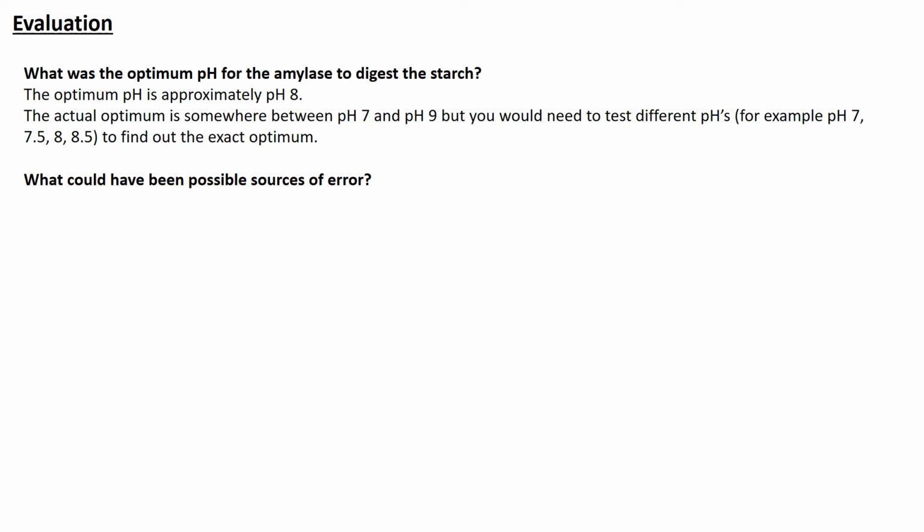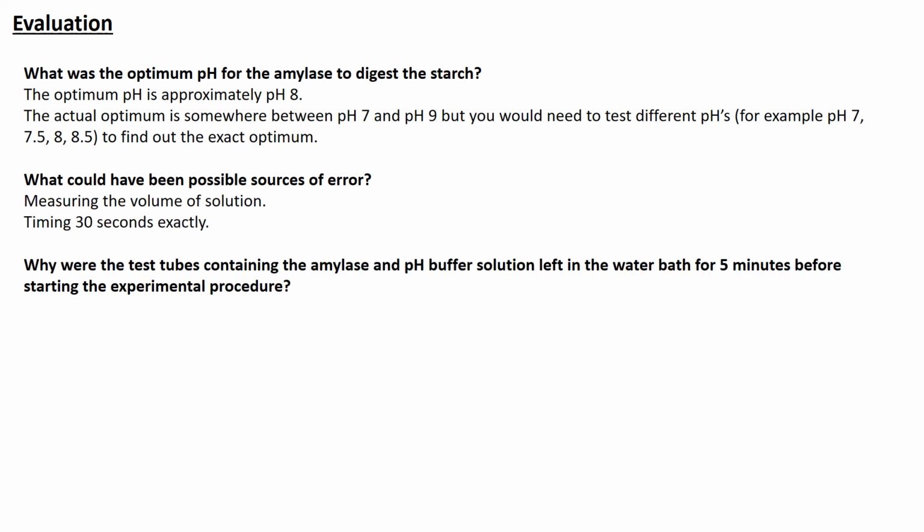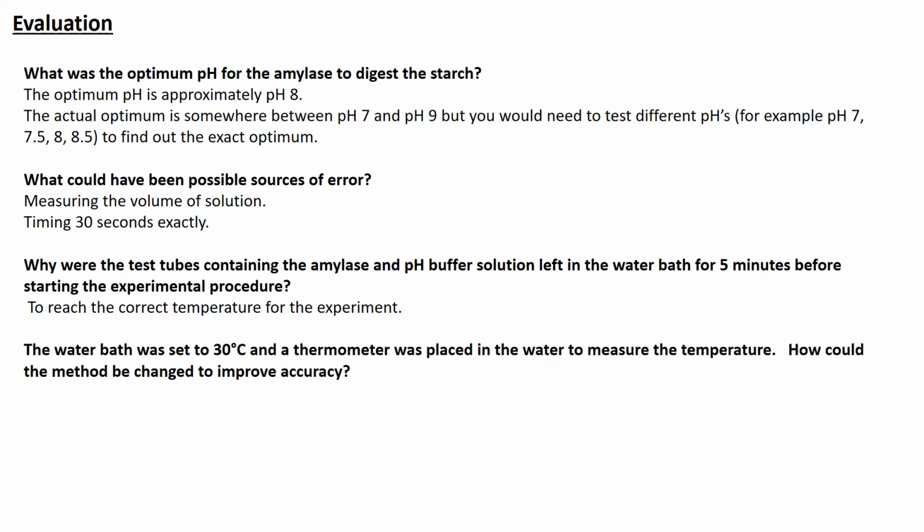What could have been possible sources of error? Measuring the solution, timing 30 seconds exactly, and why would the test tubes containing the amylase and pH buffer be left in the water bath for 5 minutes before starting the experiment? That's to ensure that they already reach the correct temperature for the experiment. And lastly, the water bath was set at 30 degrees C and the thermometer was placed in the water bath.